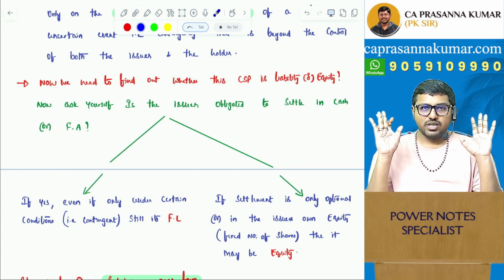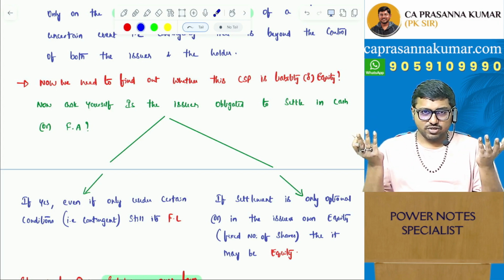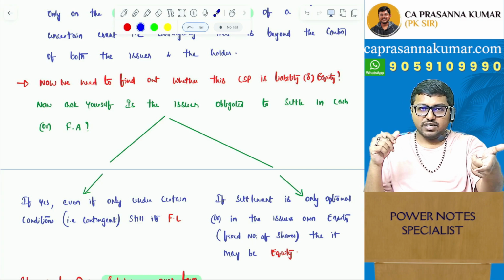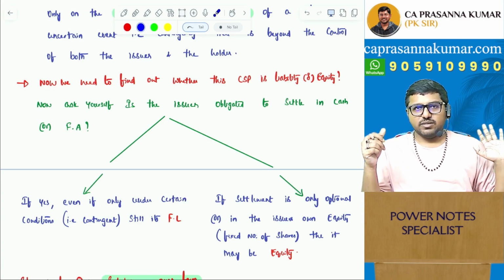That's what he's trying to say. Even though it is contingent, meaning it may or may not happen because you can't predict the future, there is a chance of that happening. Suppose if it happens, you have to pay cash. Therefore, it is a financial liability.